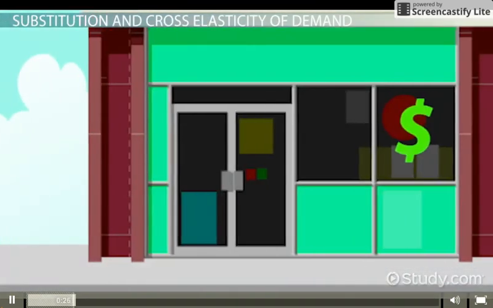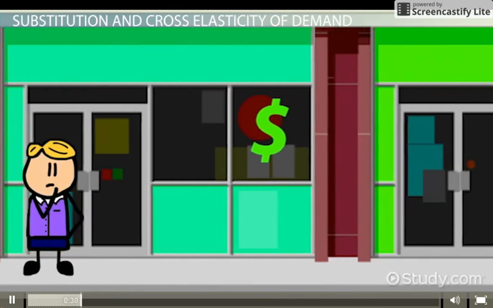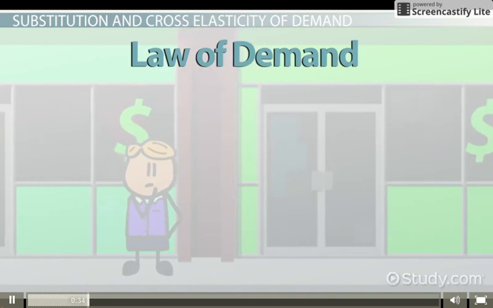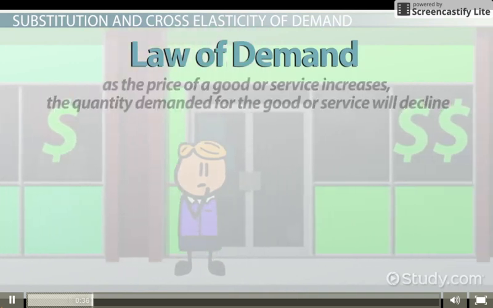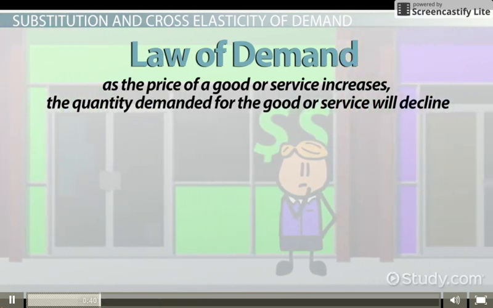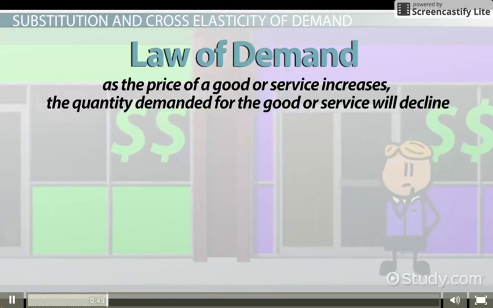In order to get a solid understanding of substitute goods, we need to look a bit at the economic concepts of demand and elasticity. The law of demand simply states that, all things being equal, as the price of a good or service increases, the quantity demanded for the good or service will decline. However, all things are not always equal.